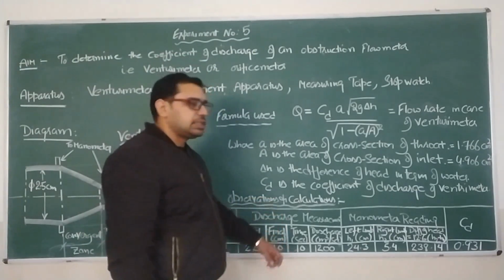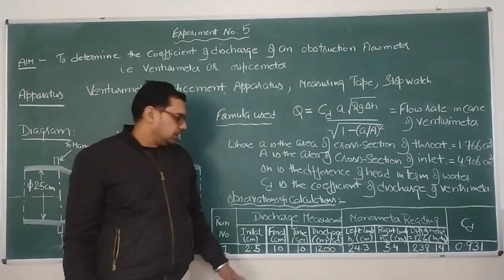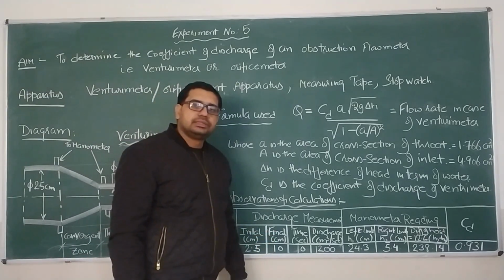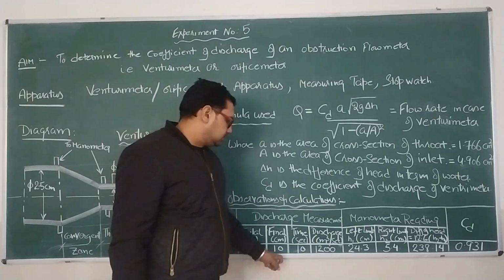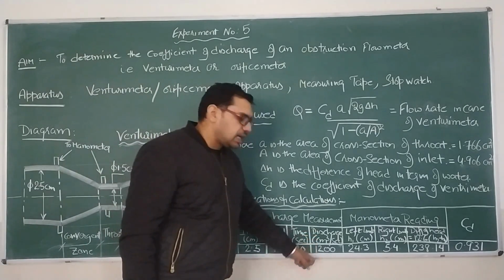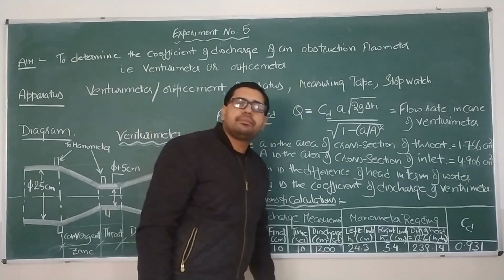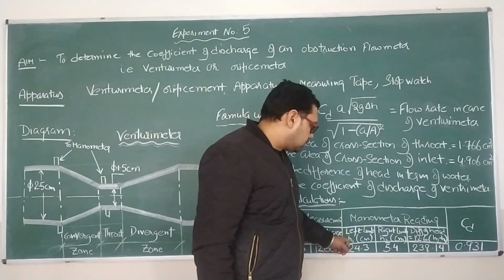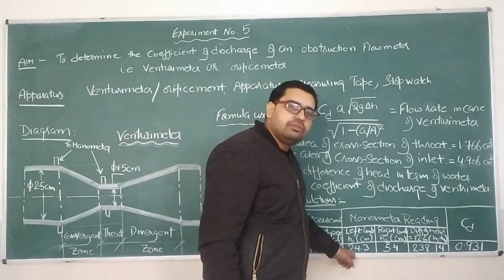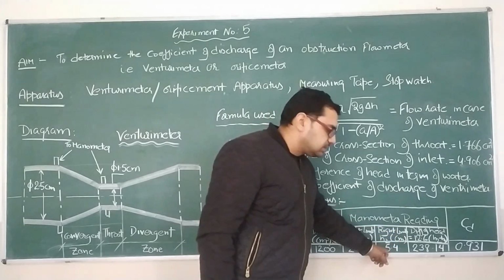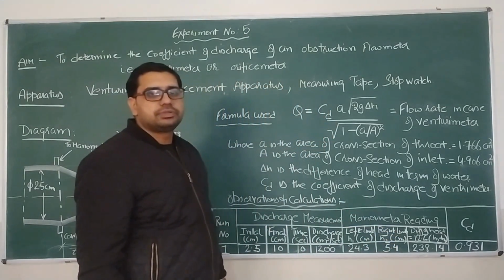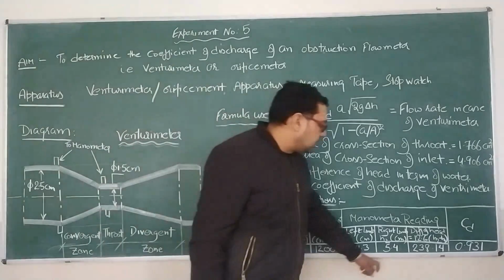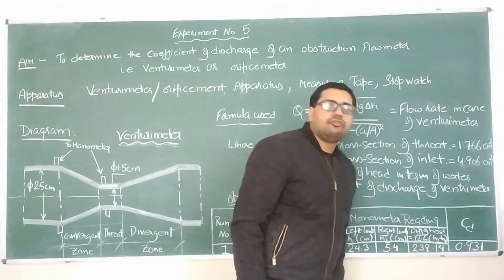Students, coming to the observation and calculation part, in the discharge measurement you have noted the initial level was 2.5, the final level is 10 centimeters, and the time taken to rise the level is 10 seconds. So the discharge will come out to be 1200 centimeter cube per second. Now in your head loss readings, you have noted the left limb was 24.3 and the right limb is 5.4. Using these observations, the value of the head loss in terms of water comes out to be 238.14.